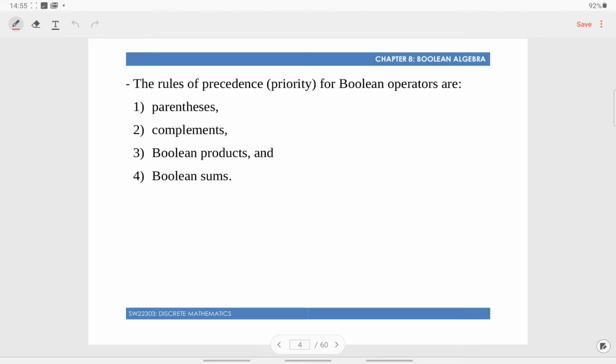The rules of precedence, that means the priority for Boolean operators, are arranged as follows. The highest priority is parenthesis, and then followed by complements, and then the third one is Boolean product, and the last one is Boolean sums. In mathematics, as usual, parenthesis is our highest priority, and the same goes with Boolean operations. If you have parenthesis, the highest priority is parenthesis, followed by complements, then product, and the last one is sum.